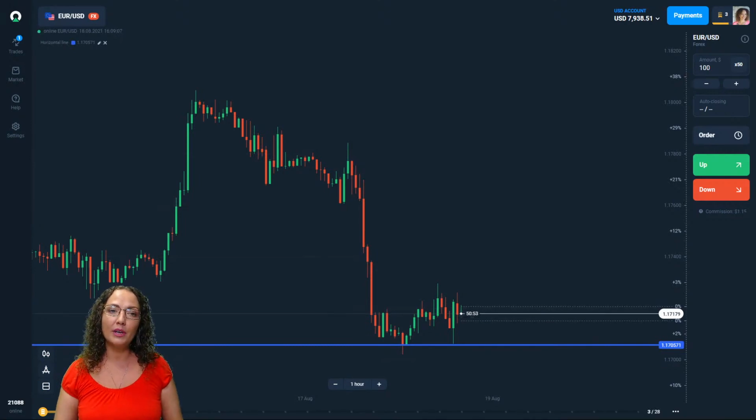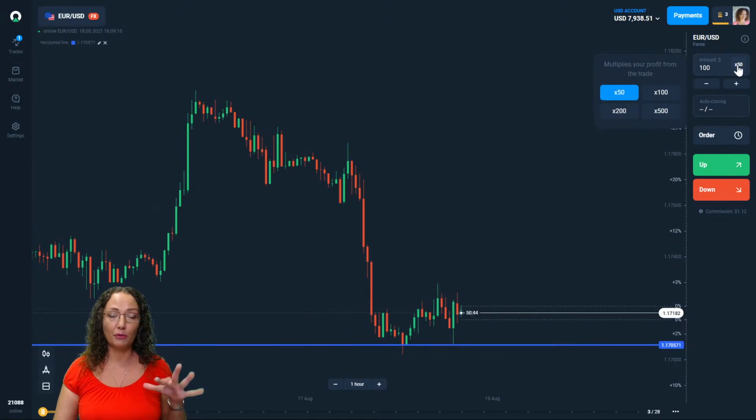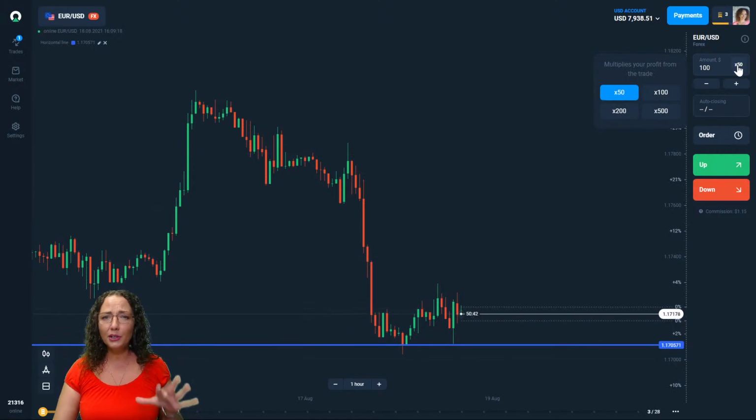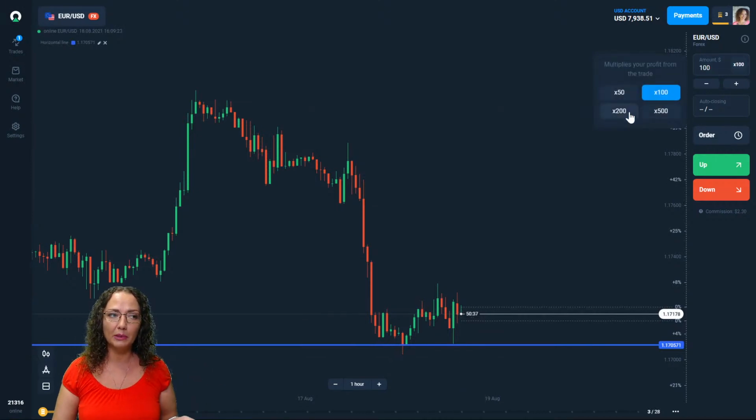Alrighty, so when we are setting up the pending order on Forex, we have to consider the following parameters. First and foremost, please don't forget to choose the multiplier. I usually suggest sticking to the middle, something like 100 or the 200 multiplier.